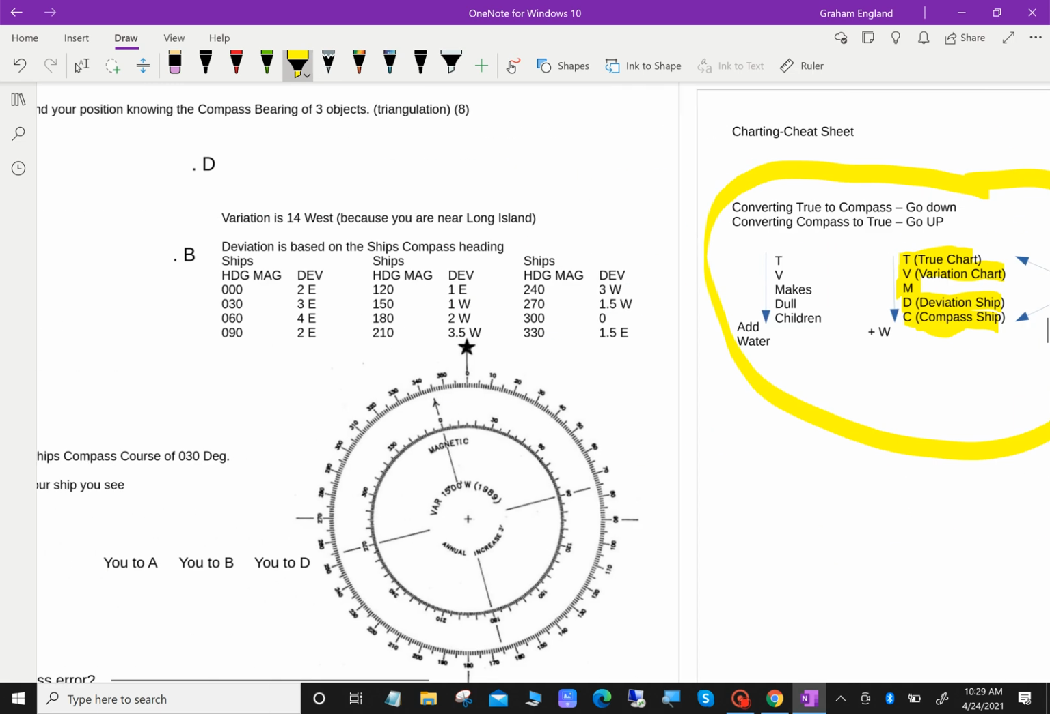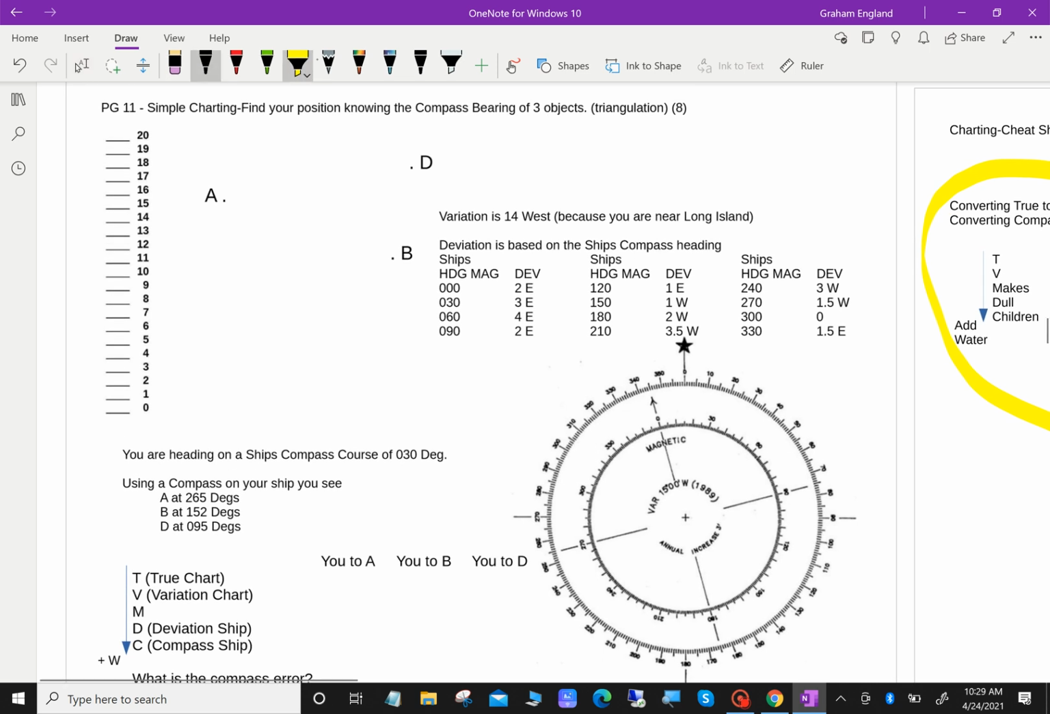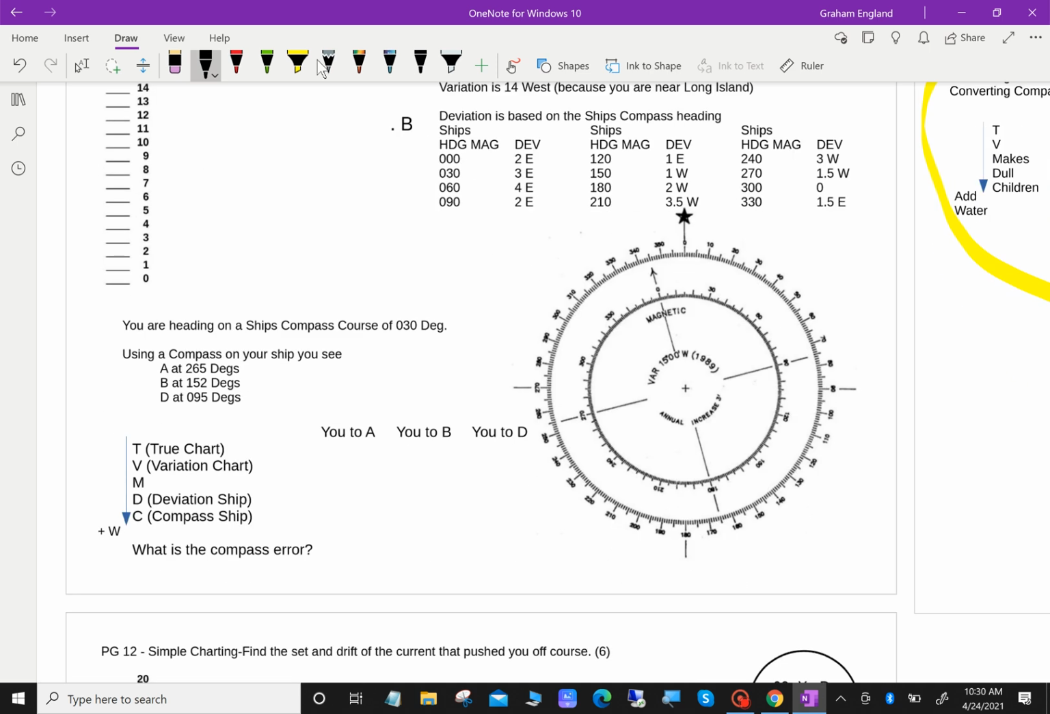Now, to do this problem, we actually have to draw the three lines we just talked about, 1, 2, 3, and where they meet, and there might be a little triangle, that's why it's called triangulation. We have to draw the true values on the chart. That's why we say that true is on the chart. So let's look at this problem.